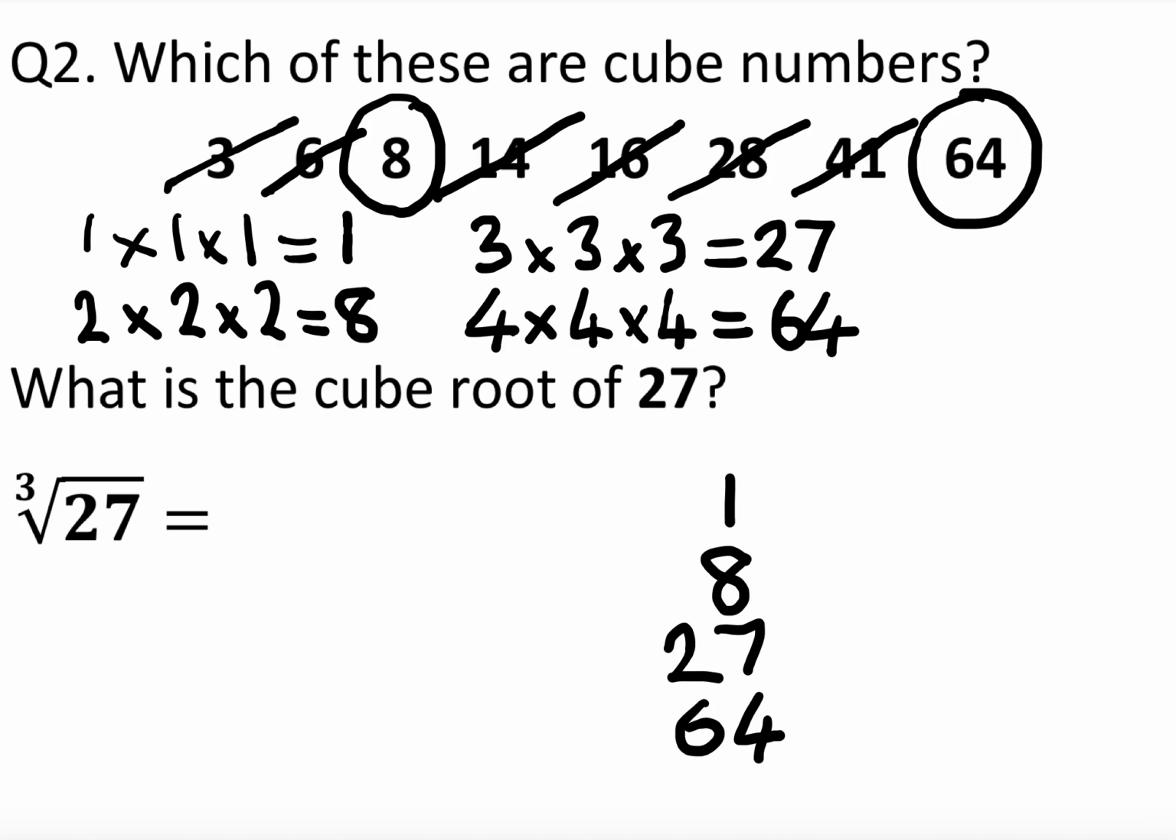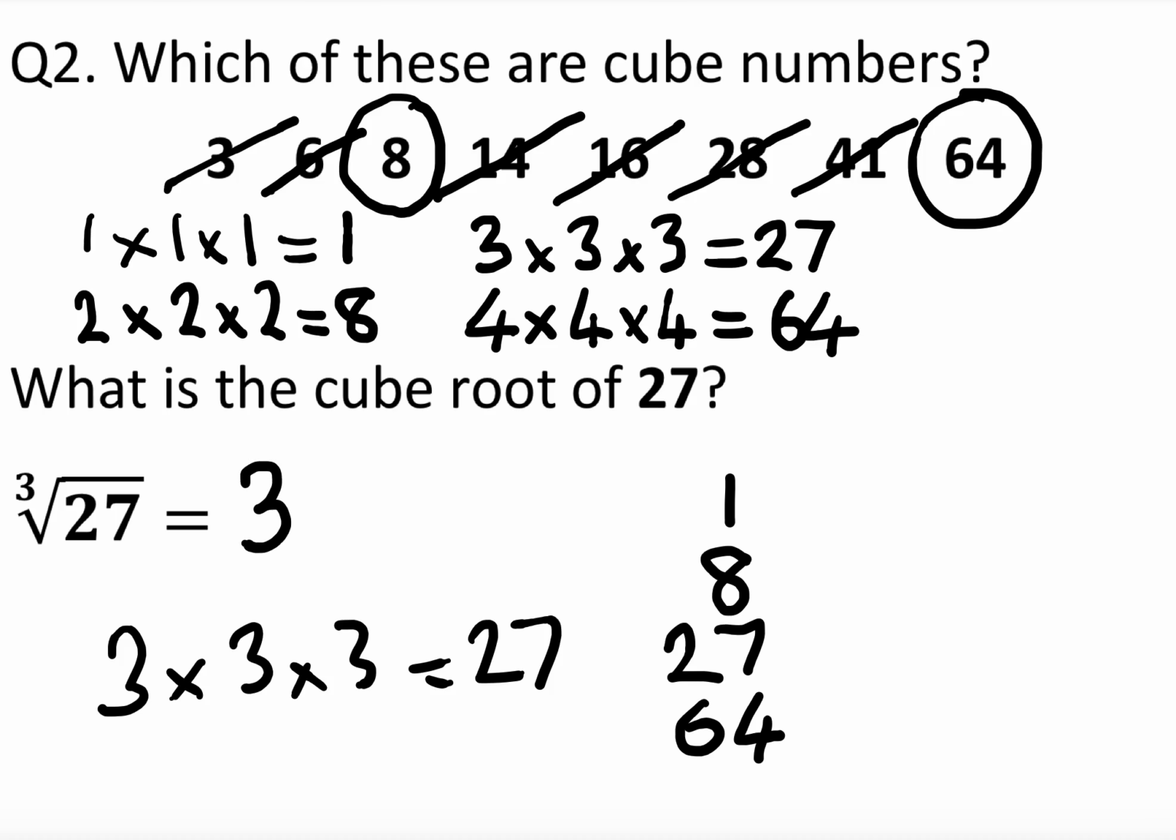A number divided by itself and divided by itself again. So a cube root of 1 is 1. And we've already done the working here. We can see we've got 27. We can see that 3, if I write it down again at the bottom here, 3 times 3 times 3 equals 27. So the cube root is 3.